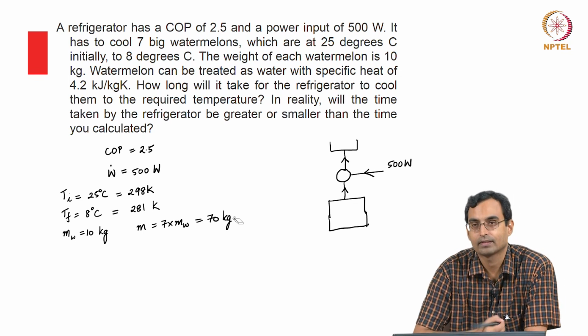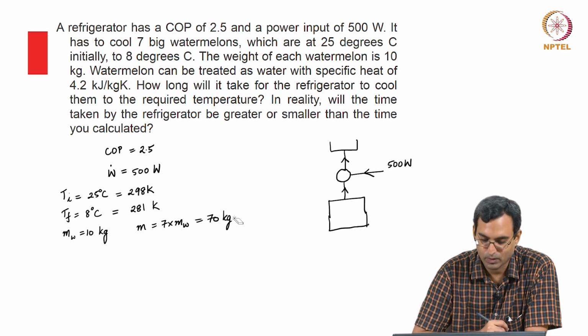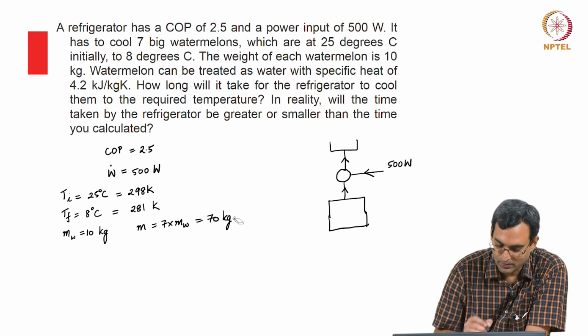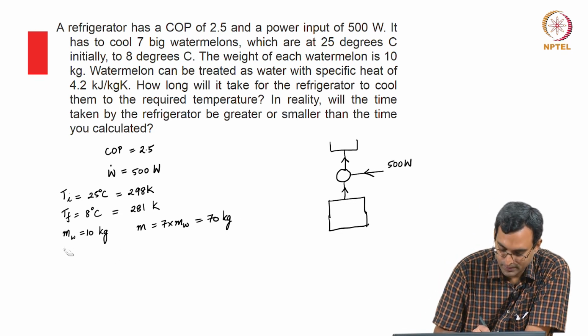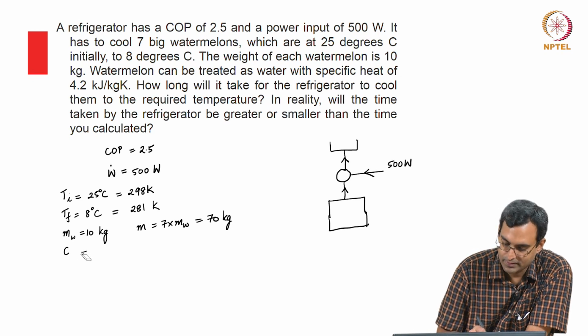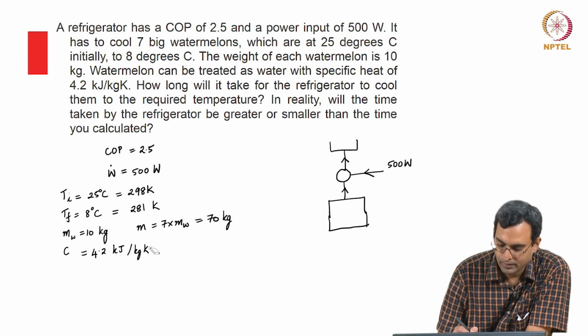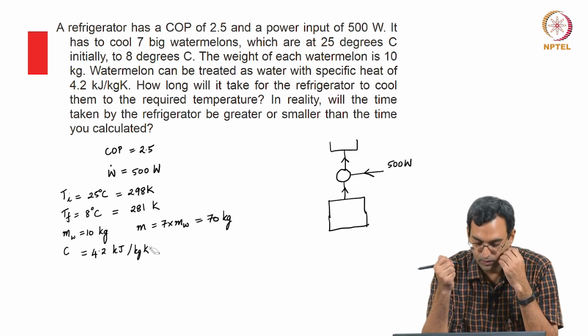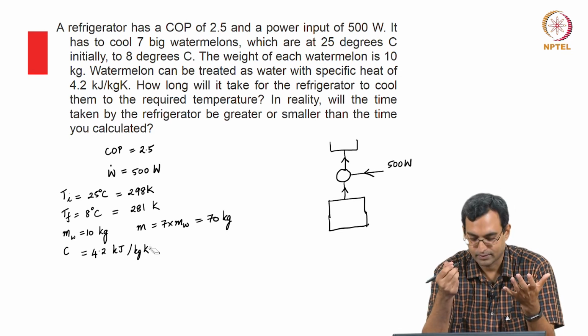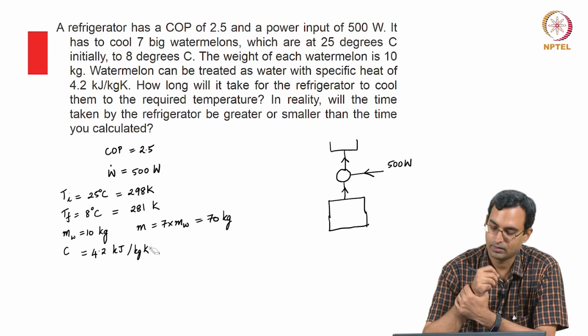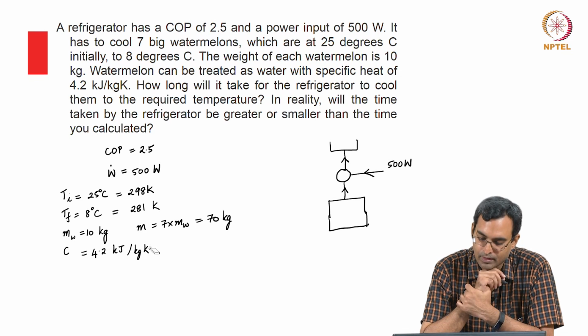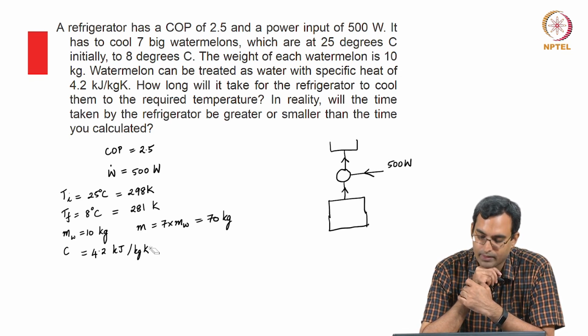So watermelons are, I think, more than 90% water, about 93% if I remember some trivia correctly. So it says we can treat these watermelons as water, and the value of specific heat is 4.2 kilojoule per kg Kelvin. We know that for liquids and solids, we take it as either Cp or Cv because there is no significant difference between them. It says how long will it take for the refrigerator to cool them to the required temperature.